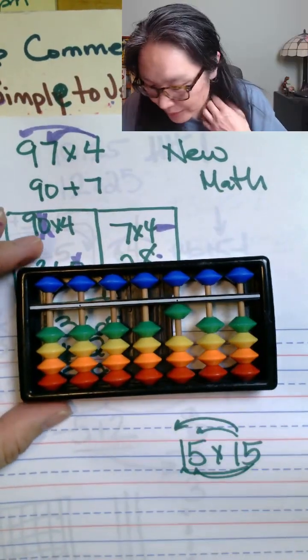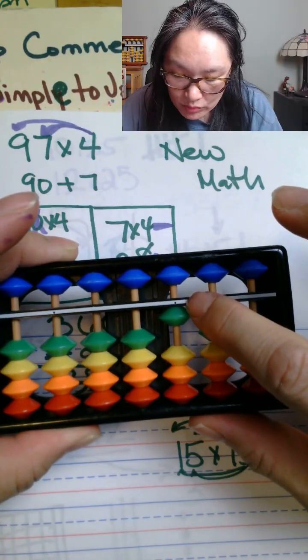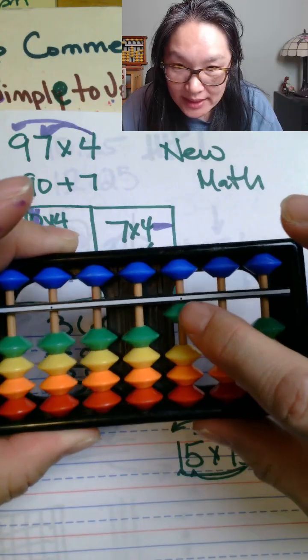there's a bead here where it has my indicator, my ones indicator. There's that dot.